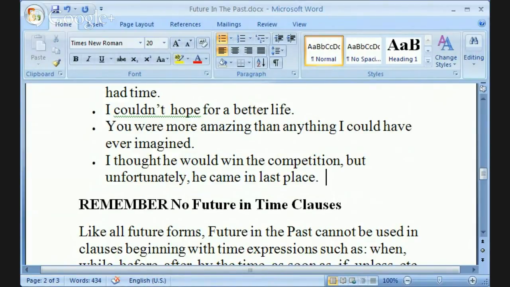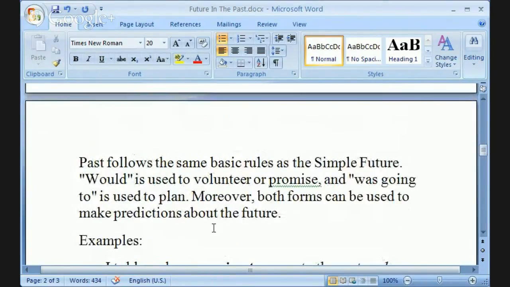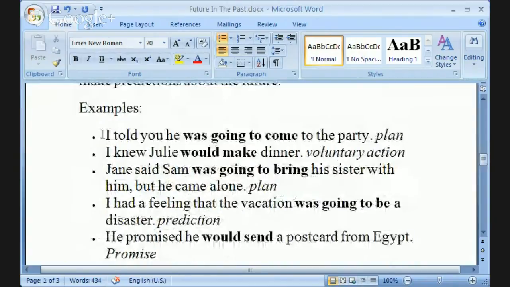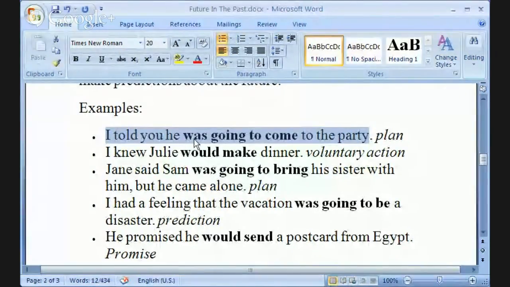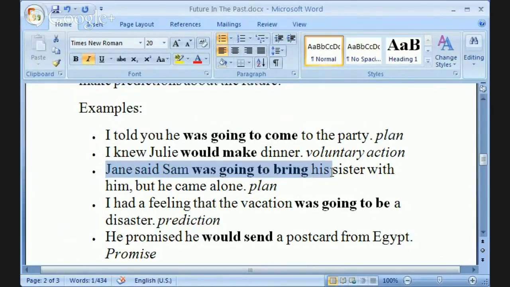Juan Carlo. Hello. One more time. This time, try to make use of future in the past using the was or were, going to, and then the verb. As in, I told you he was going to come to the party. Again, a plan. Jane said Sam was going to bring his sister with him. That was the plan.